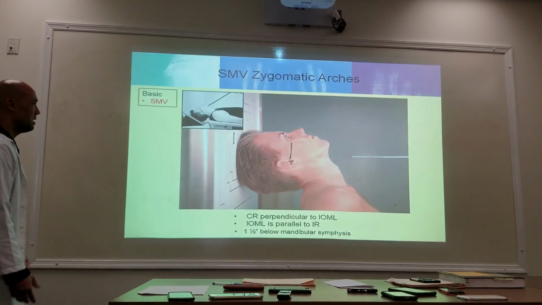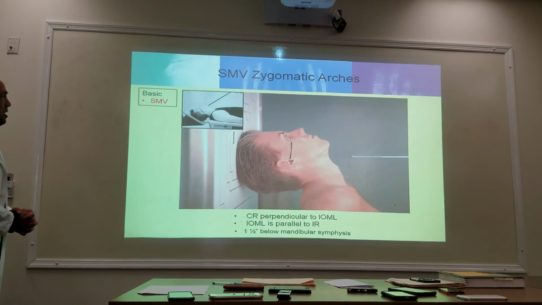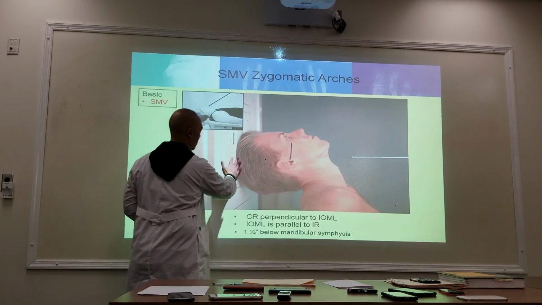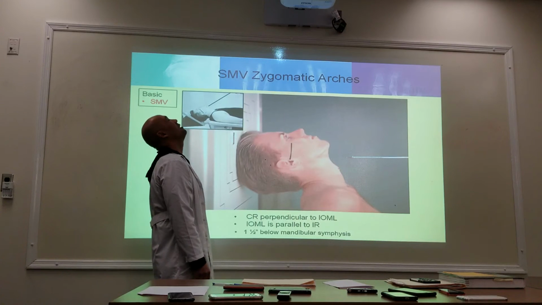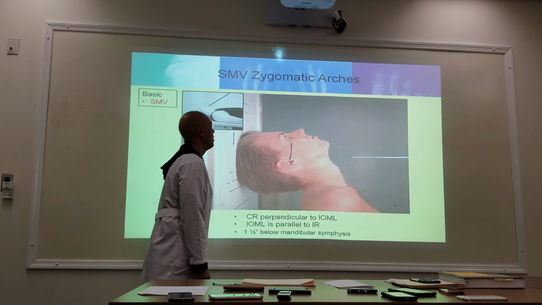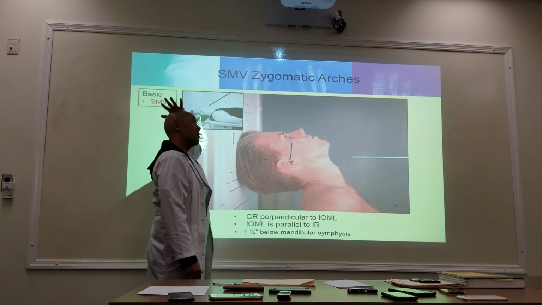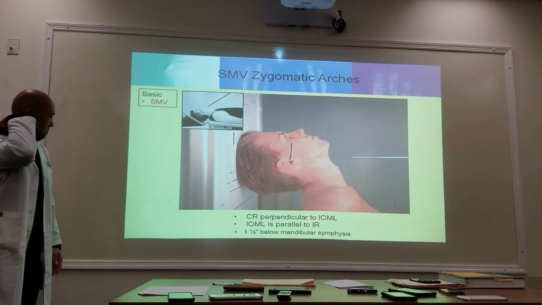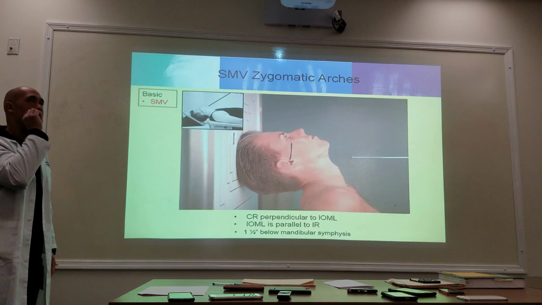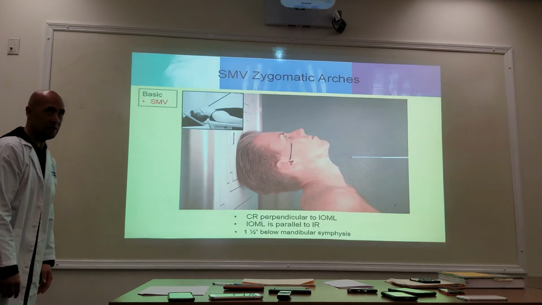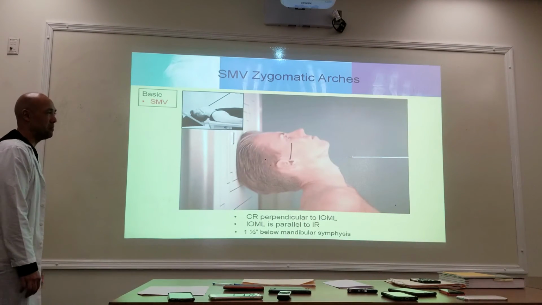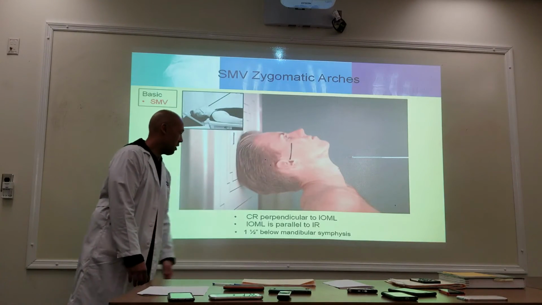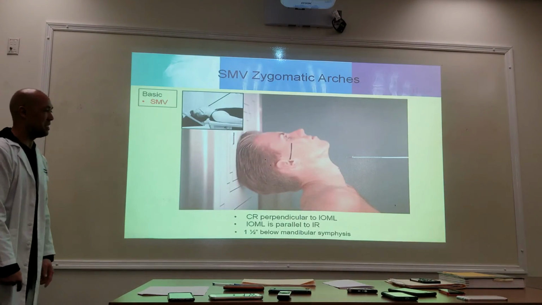Okay? Submental vertex. The IOML is going to be parallel with the image receptor, so we really need a good neck extension. We want the top of the head, the vertex, on top of the image receptor. Make sure there's no rotation to the head, so the mid-sagittal plane should also be perpendicular with the image receptor. Central ray, 1.5 inch below the mandibular symphysis.